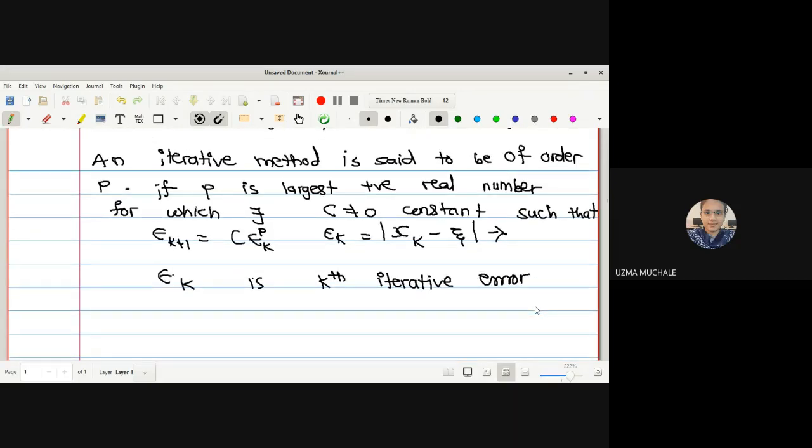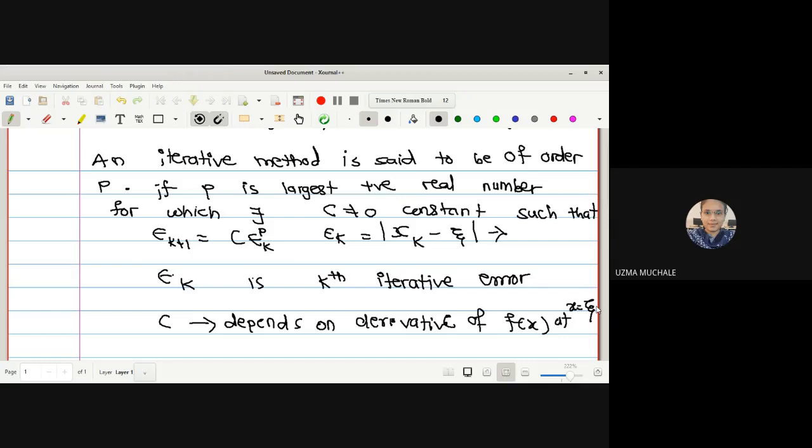The constant C is an asymptotic constant and depends on the derivative of f of x at x equal to zeta.